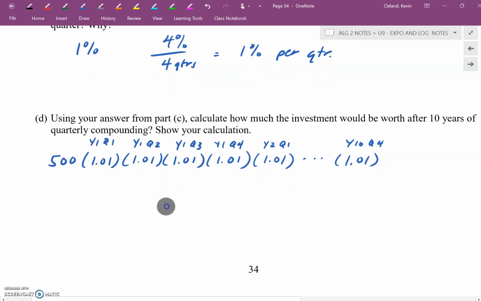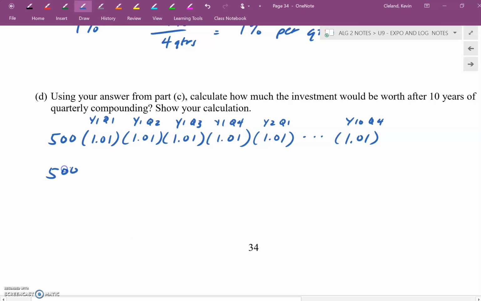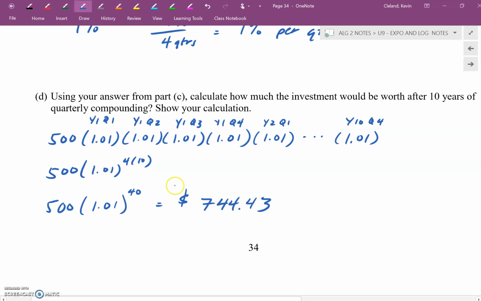I don't want to do that, so I'm just going to use my brain and think, okay, how many times am I actually multiplying by 1.01? 4 times a year for 10 years, that's 40 times. And this evaluates to $744.43. And this is what you're going to find is that generally, if you take the same rate and you can break it up and have it compound more often, you're just getting a bigger amount quicker so that you can build faster and build higher. So it's generally a better move.